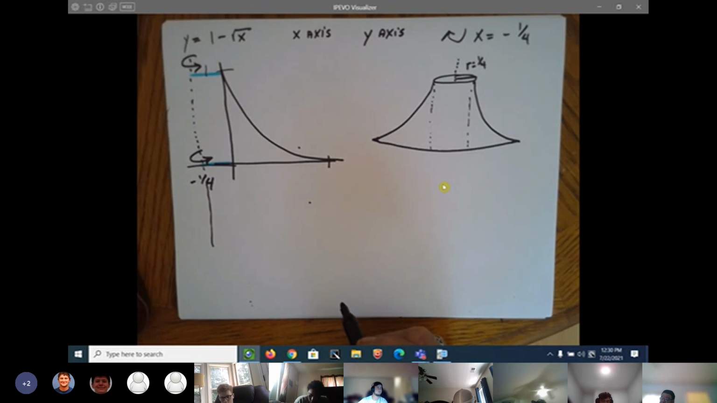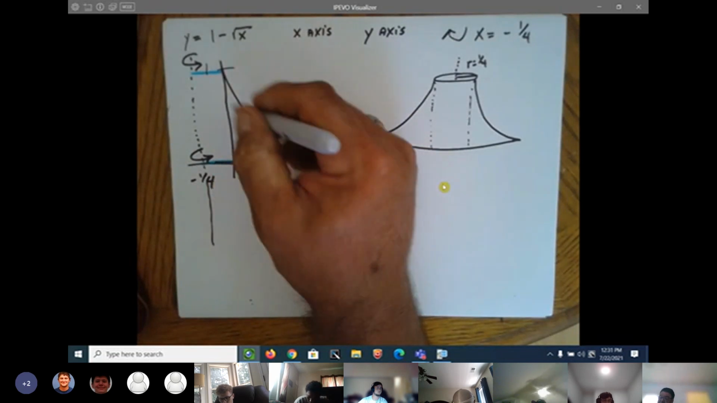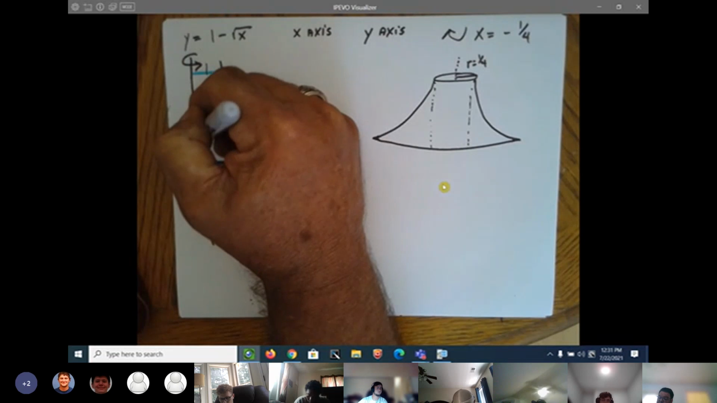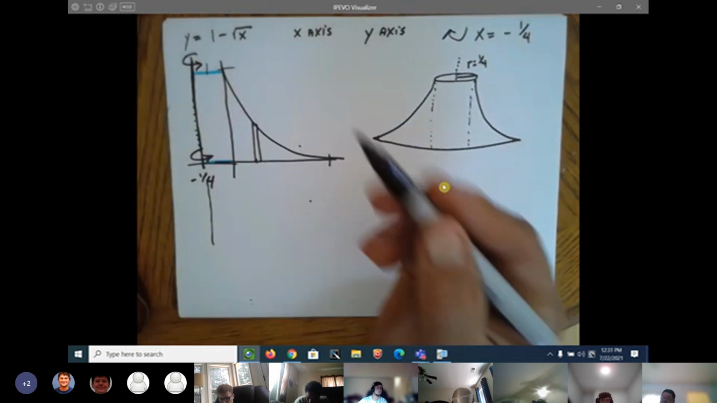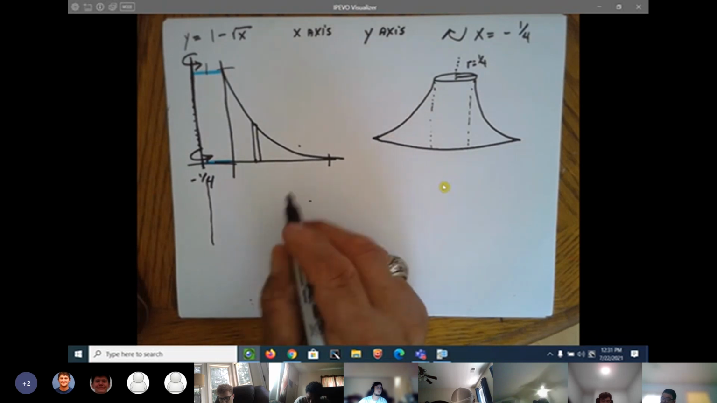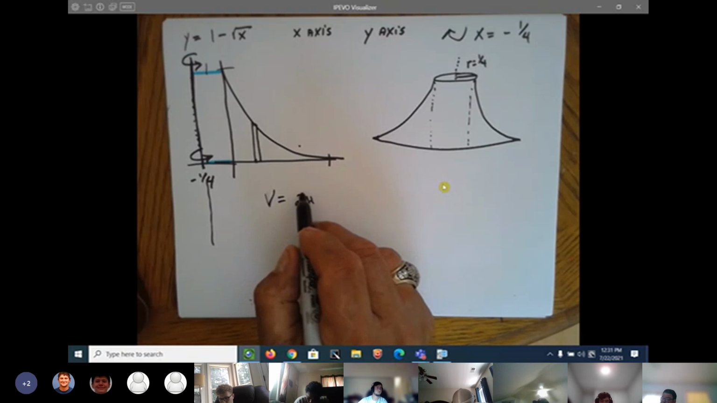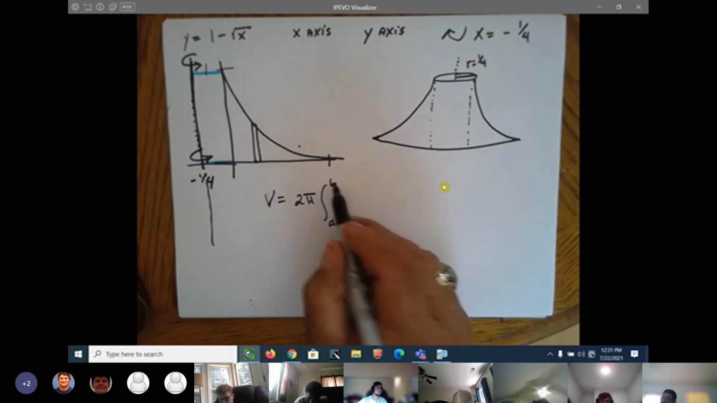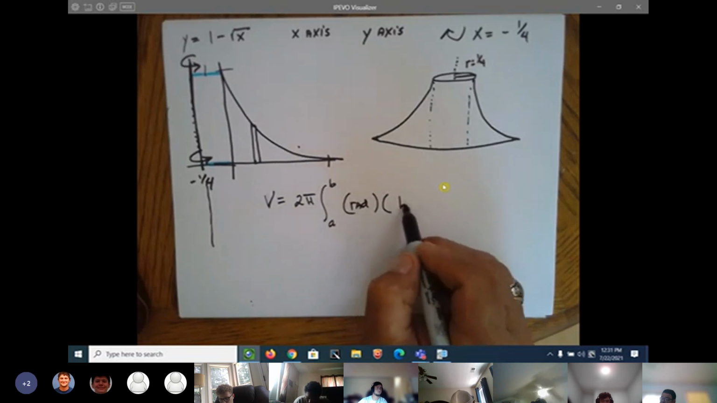So we've got to do a shell, and we're making the rectangle right here parallel with what we're revolving it around. So therefore, everything is like it's written. You don't have to change anything. So you just got to tell me what's the radius. So V is equal to 2 pi integral from A to B of the radius times the height.